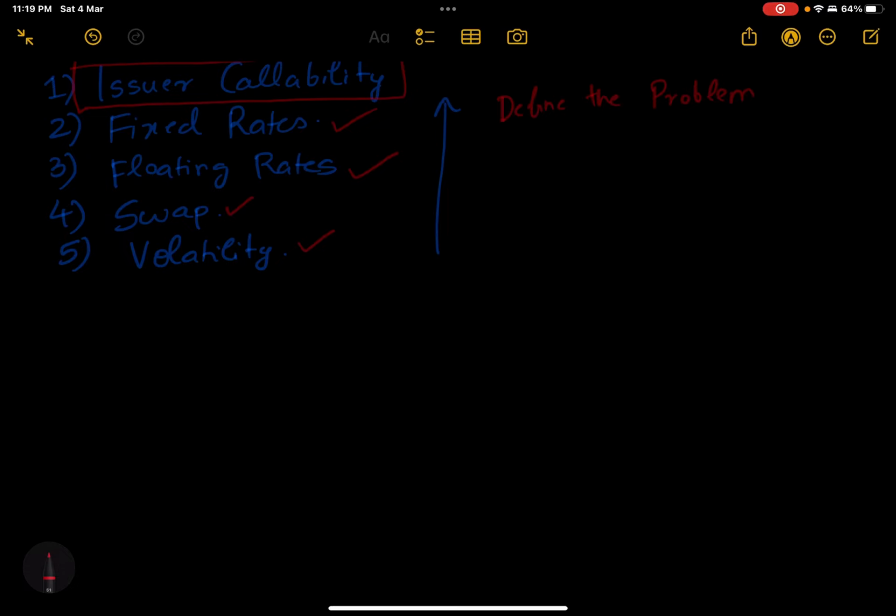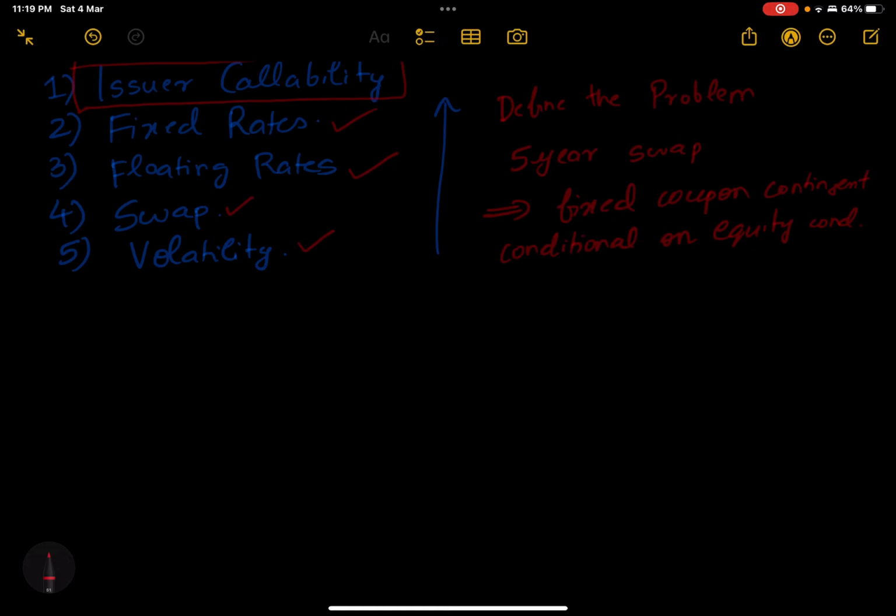I have a structured product which is, let's say, a 5-year swap where I am paying a fixed coupon, and the fixed coupon can be contingent, or you can say conditional on some event, some equity condition. Okay, so that's entirely possible.